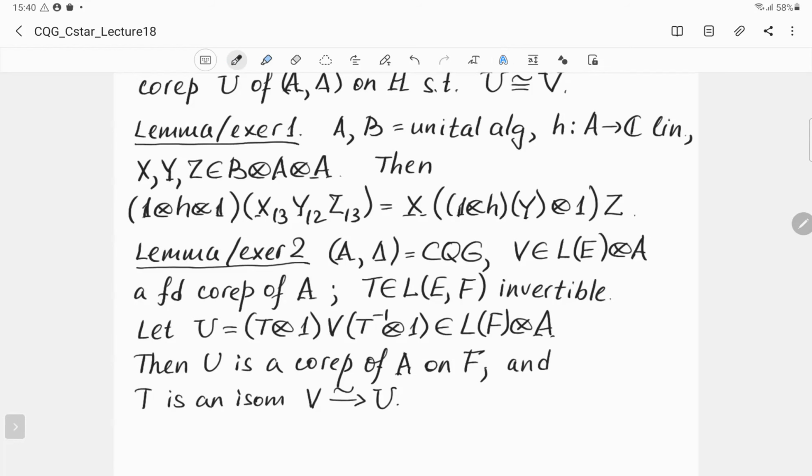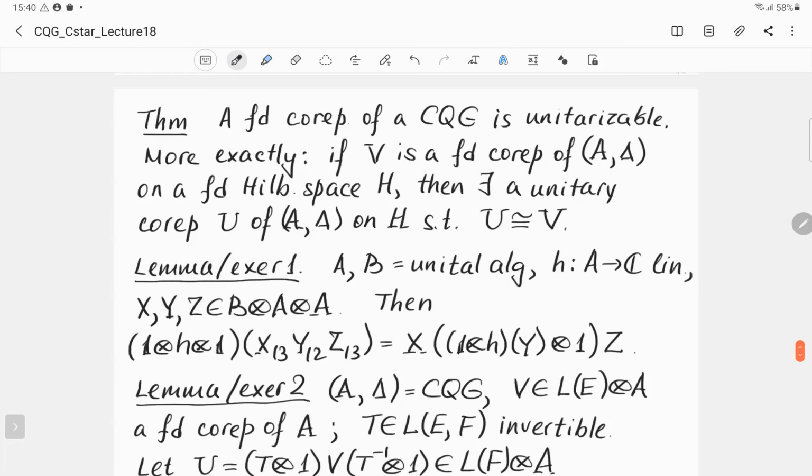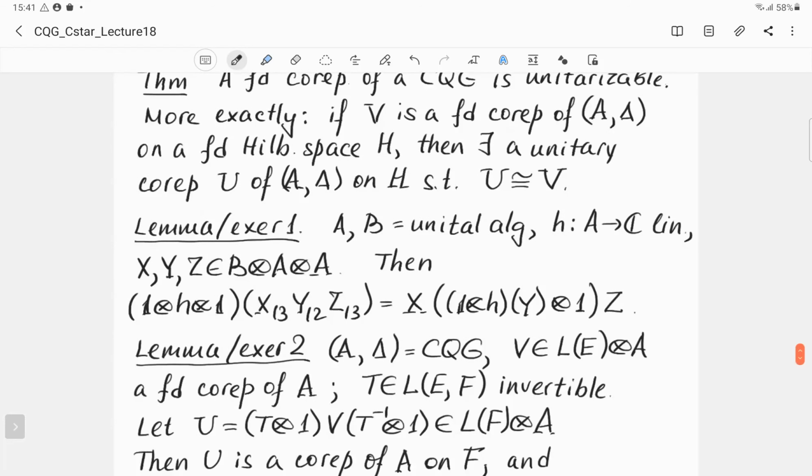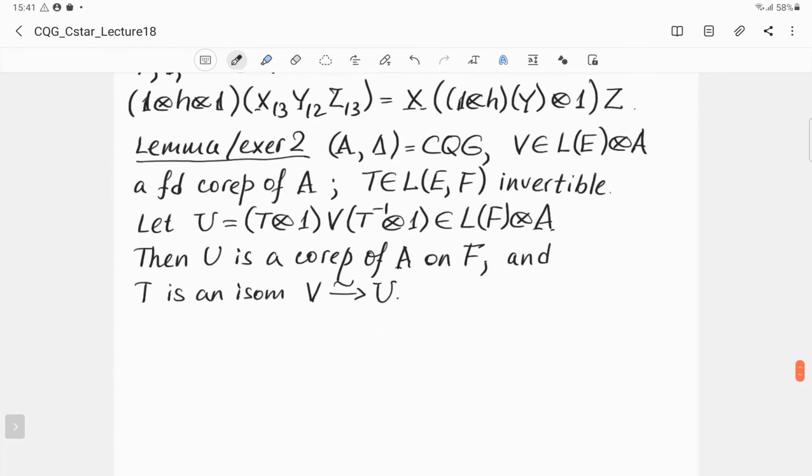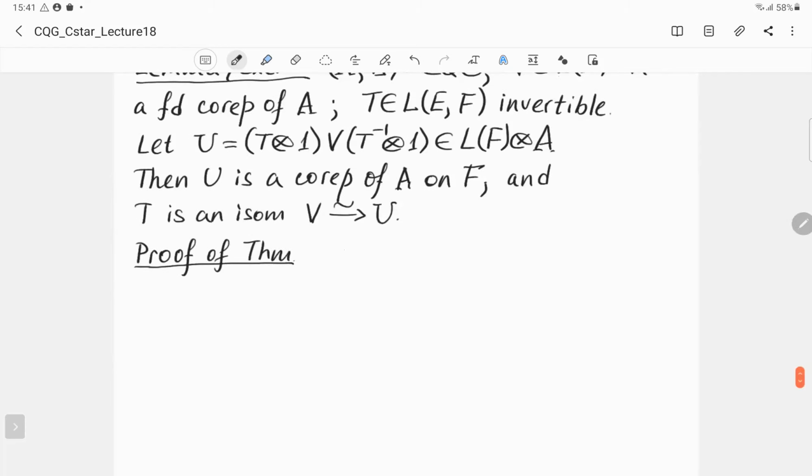Okay, let's now prove our result, our theorem. So we want to show that there is another co-representation which is unitary and which acts on the same Hilbert space and which is isomorphic to V. So we'll construct U with the help of lemma 2. So first of all, we construct a suitable operator T. And this is exactly the place where we use the Haar measure. We define an operator T as follows.